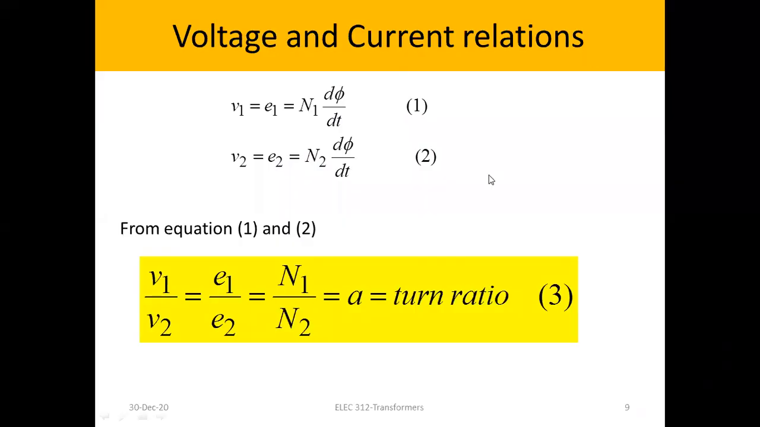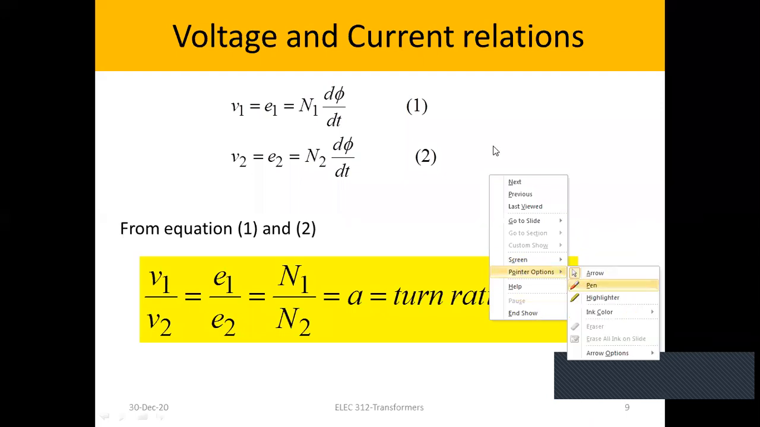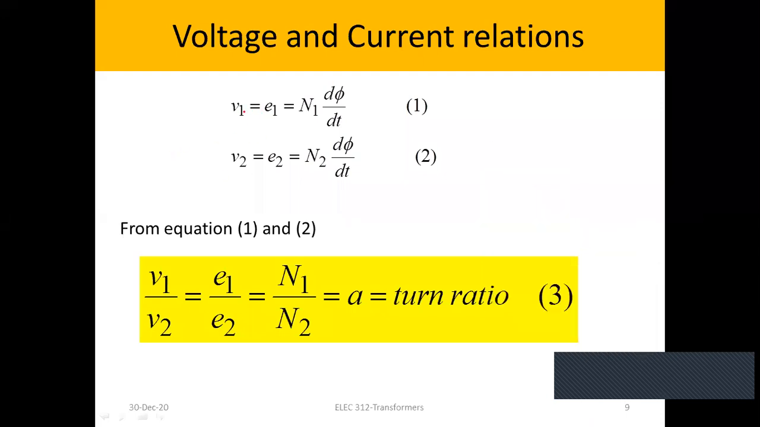This is the relation which I have already explained earlier. This is the voltage and current relationship. V1 equals E1, the induced EMF, N1 d phi by dt, and V2 is the secondary voltage, E2 is the secondary induced EMF, N2 d phi by dt. If you divide these relations, you get V1 by V2 equals E1 by E2 equals N1 by N2, which is called the turn ratio. Another relation was V1 I1 equals V2 I2.